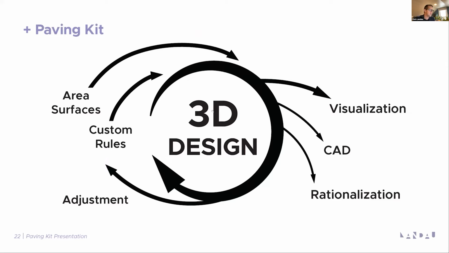So Paving Kit helps with this some. Again, you can define your areas of paving using surfaces, which are essentially just filled boundaries. It's very similar to a hatch. Then you can visualize that and bring it into CAD more easily with a hatch, rationalize it using techniques in Grasshopper, adjust according to what you see, and then change those rules or those surfaces that you're using to generate the pattern.